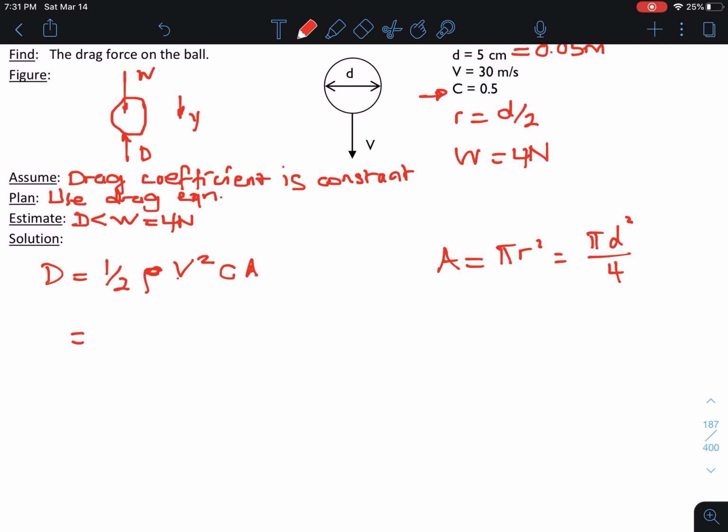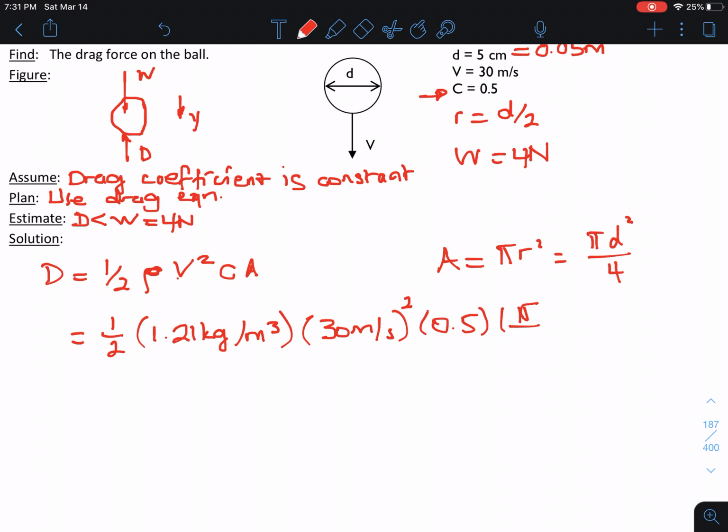Now, knowing this, let's plug the things in. 1/2 rho, where rho is the density. The density of air in that table 14.1 is given as 1.21. Density is mass over volume, so it's kilogram per meter cubed. And velocity is given as 30 meters per second in SI units, so we don't need to convert it, but we need to square it. And C is given as 0.5, and we said that we're keeping this constant for this problem. And area is pi over 4 d squared, and d is 0.05 meters. I'm gonna square that.